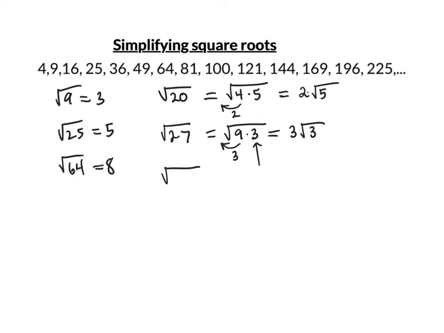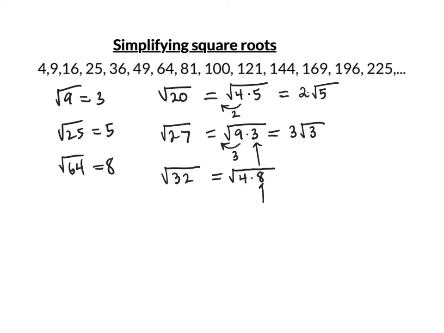How about the square root of 32? Now, this can get tougher because it can be harder to find that perfect square. When you look at 32, the first number you might think of is 4 because 4 is on the list, and you might write it as 4 times 8.